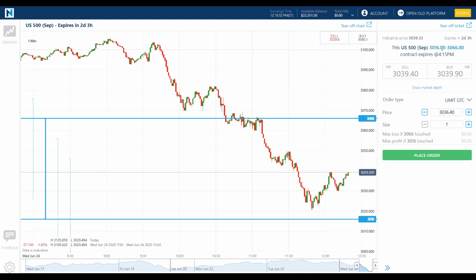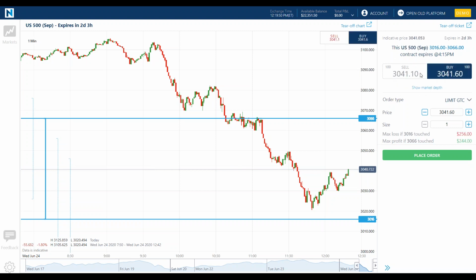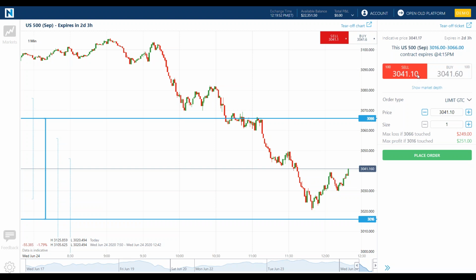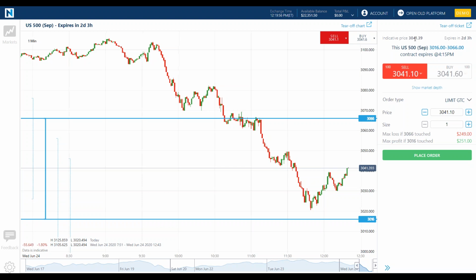What am I trading when I trade a knockout? You can see that the current indicative price of the S&P contract is right around 30.40, a little higher, 30.40 and a half. It's ticking up. Notice that the price that you can either buy or sell is right around the indicative price of the underlying. In fact, you can see the indicative price here on the chart, and also on the order ticket.